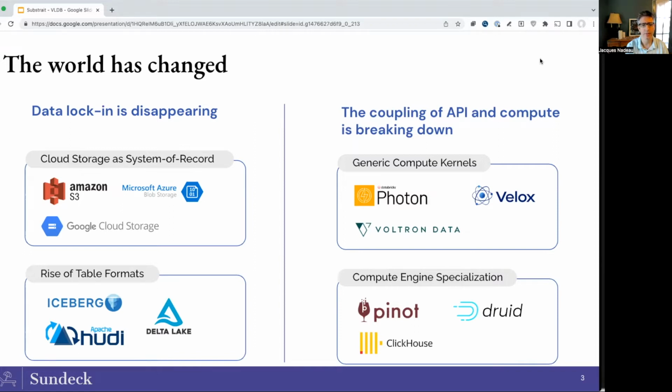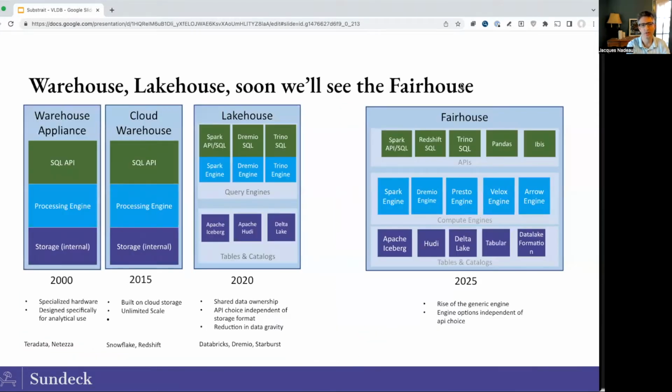And you also have compute engine specialization. The rise of things like Apache Pinot and Druid and ClickHouse, which are specialized compute engines that are really, really good at a subset of workloads. And so all of this is really changing how the world works. And we've seen some really interesting development around this.